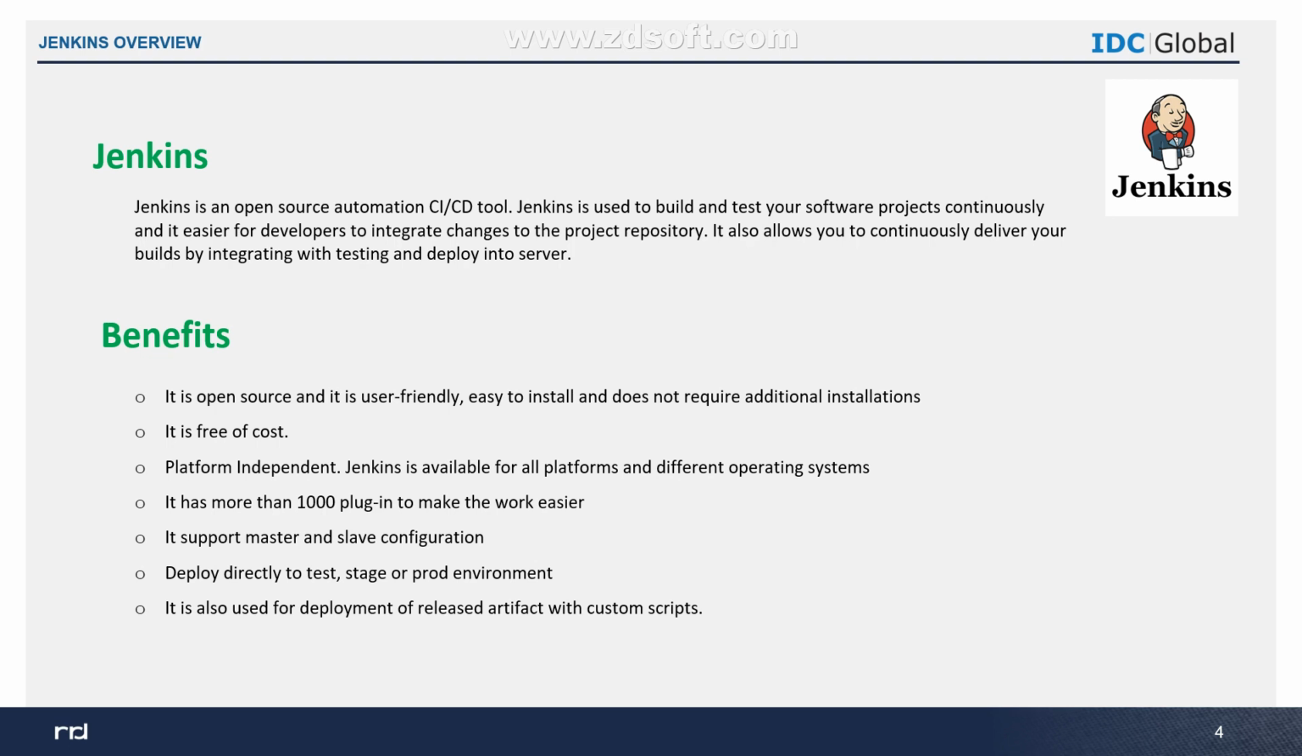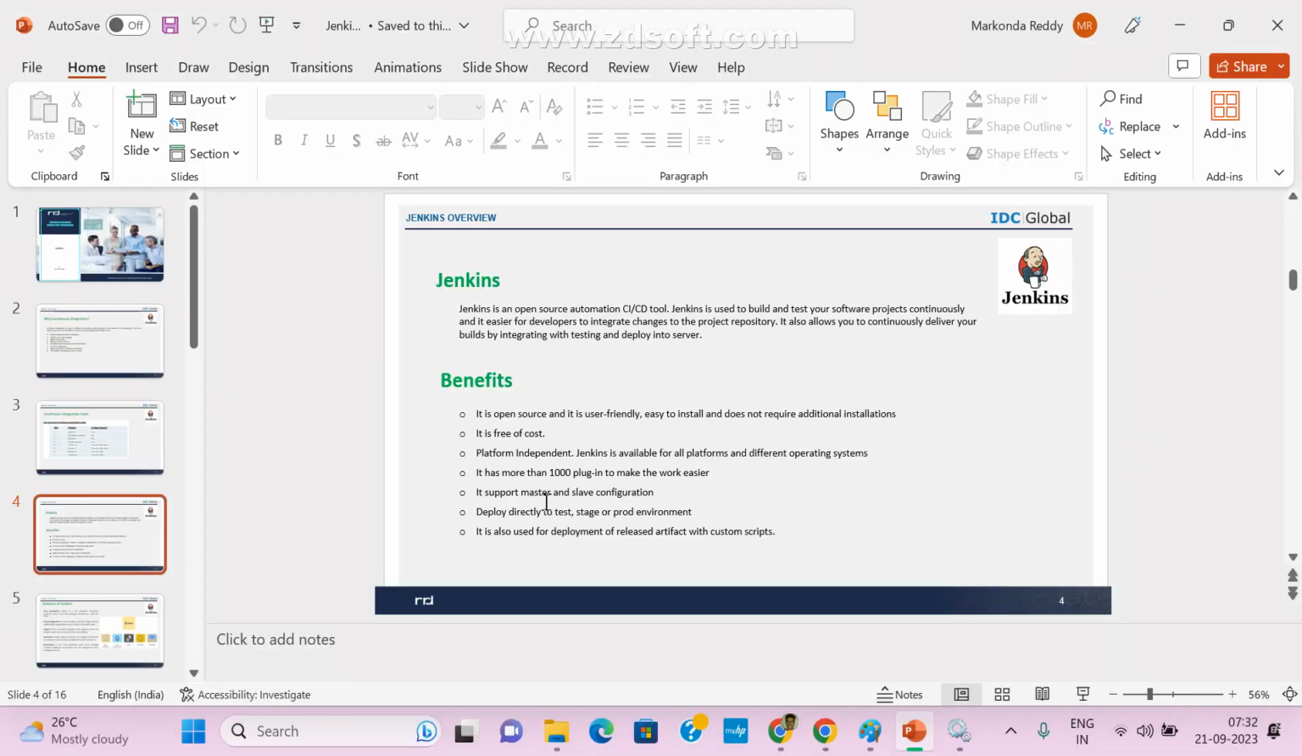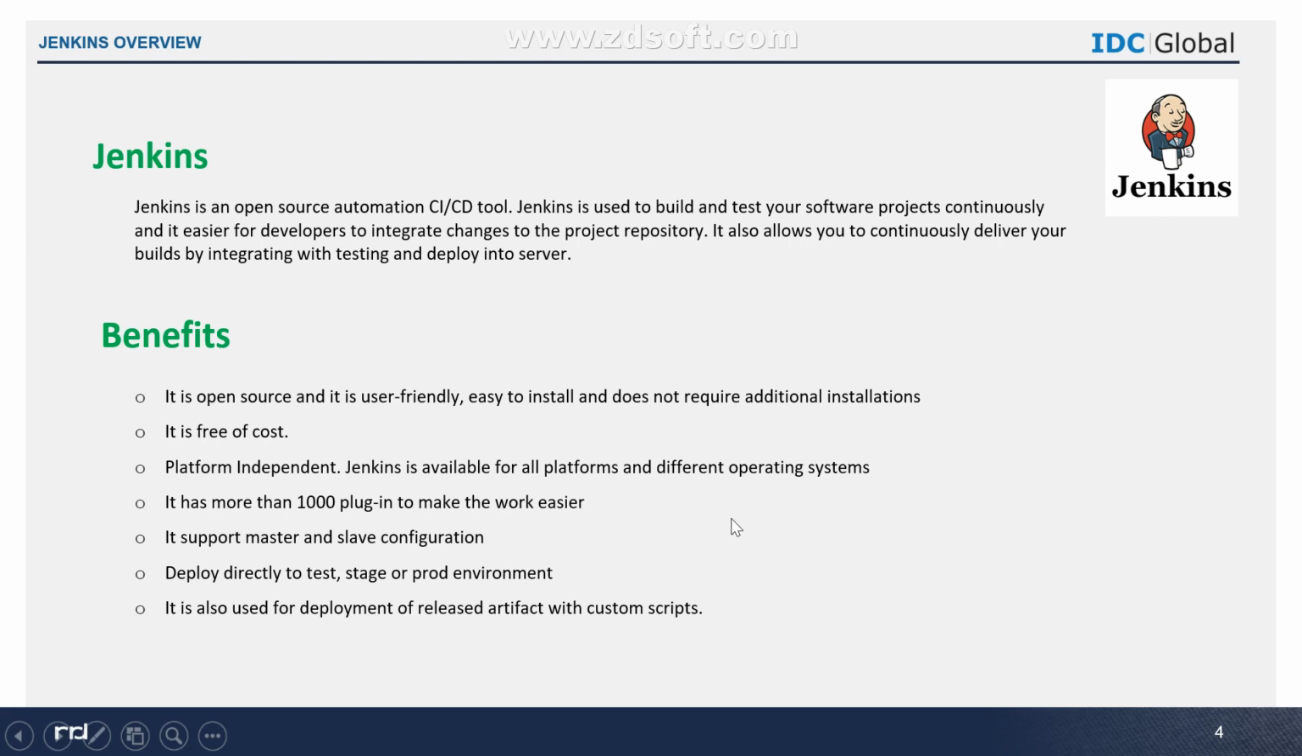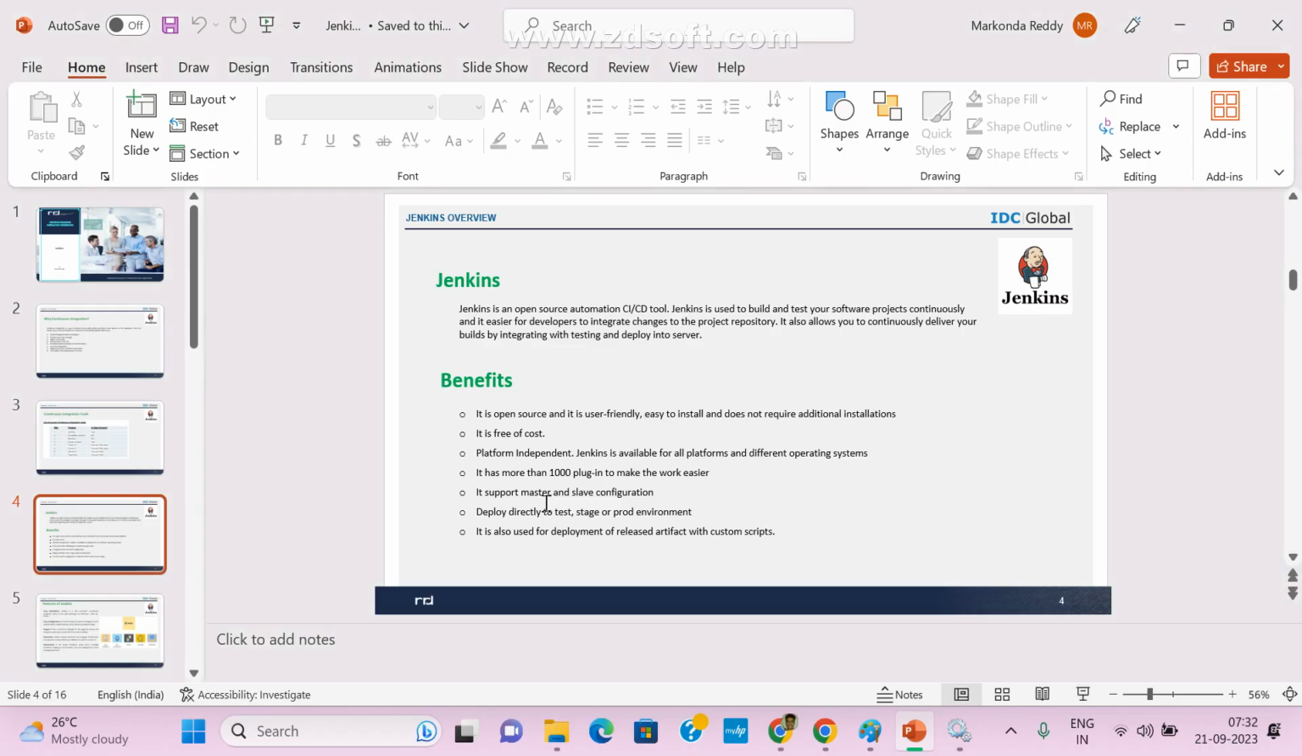And one of the main advantages of Jenkins is that it provides 1,000+ plugins. With the help of these plugins, your work becomes very easy. What is the main advantage of Jenkins? It is providing many plugins, so no need to do anything. With the help of these plugins, we can easily integrate.